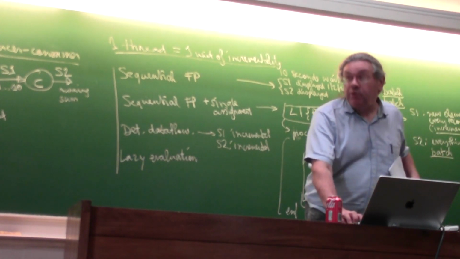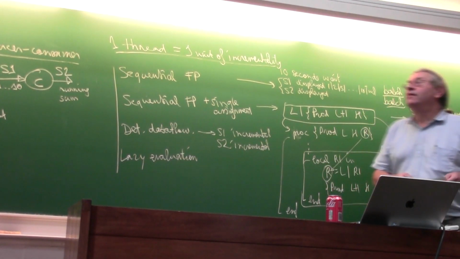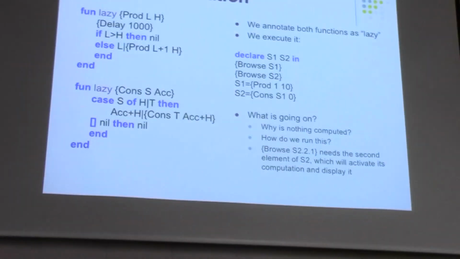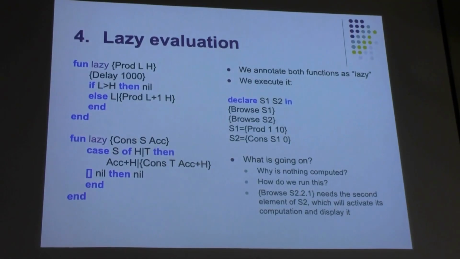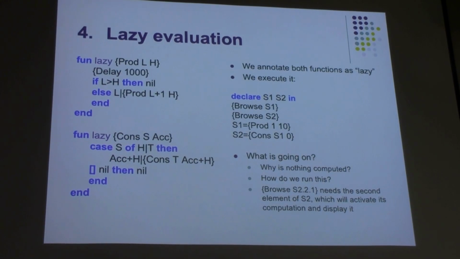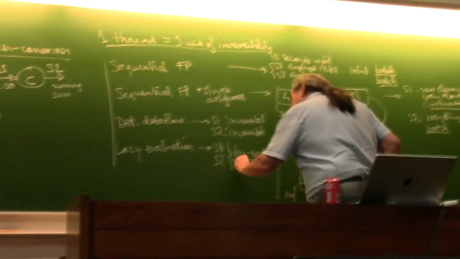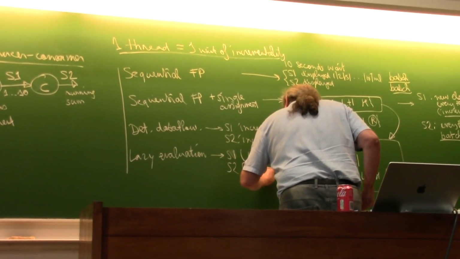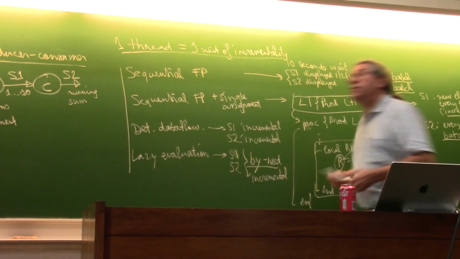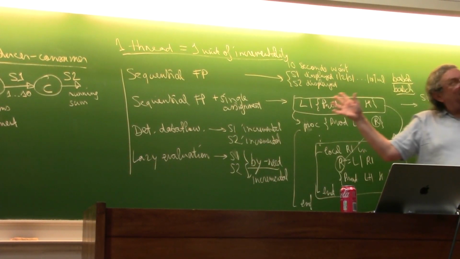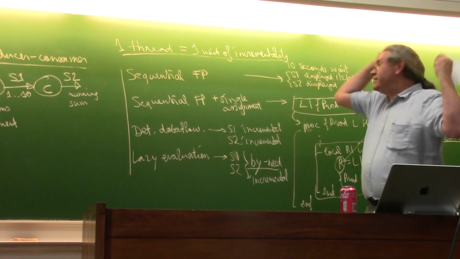But this is all just precursor to the fourth one, which is the lazy. So notice we still have exactly the same code as before. We annotate the producer and the consumer as lazy. And when you execute it, nothing. So S1 and S2 will be computed by need now. So they will also be incremental, but incremental by need. That means when I run this, nothing is displayed, okay, until I need the results.